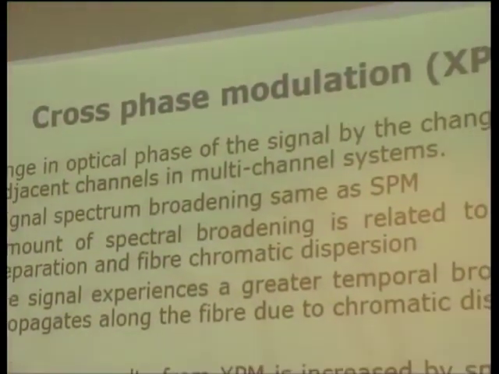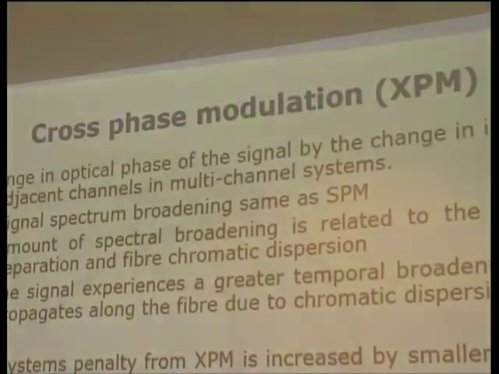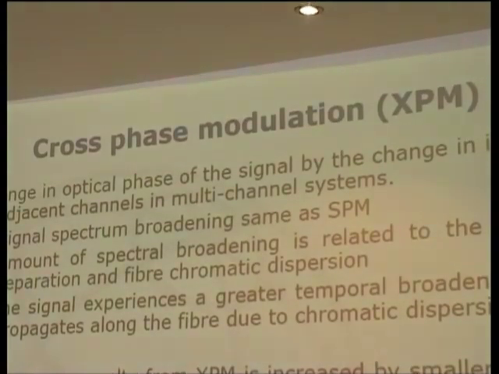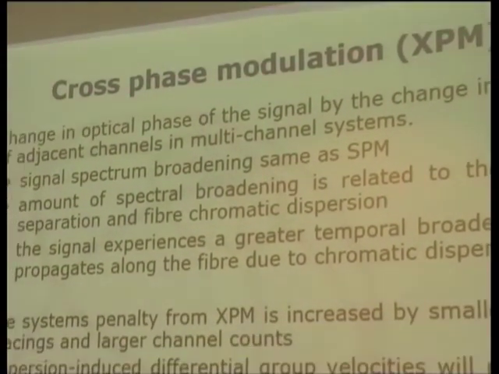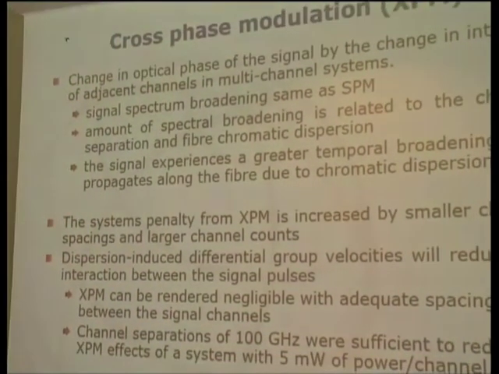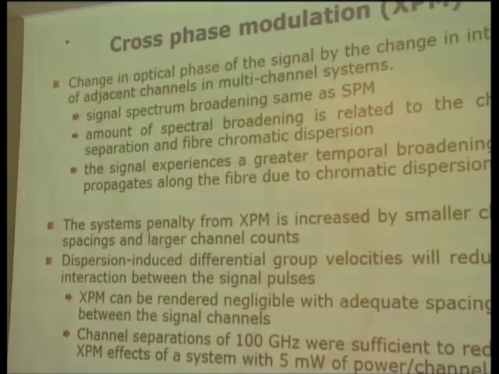So, another effect, cross-phase modulation. As I described in the previous slide, we have three nonlinearity-induced effects: SPM, cross-phase modulation, and four-wave mixing. This is the second one, cross-phase modulation. The situation is almost the same as SPM, because SPM is phase modulation induced by the refractive index. But cross-phase modulation means phase modulation by the other signal channels, not the signal itself. This changes the optical phase of the signal by the change in the intensity of adjacent channels in a multi-channel system. So this also broadens the signal spectrum, the same as SPM.